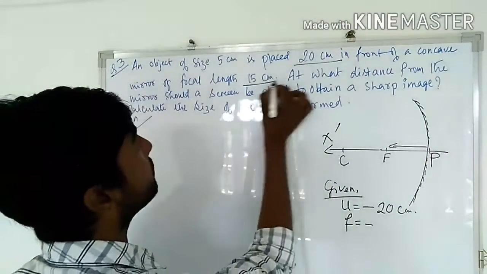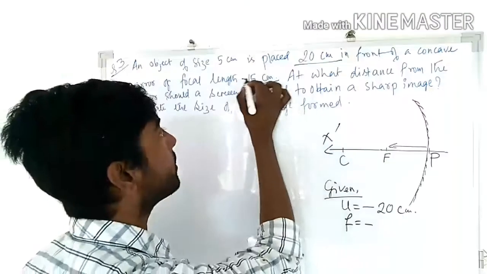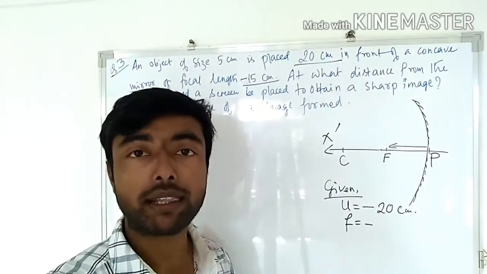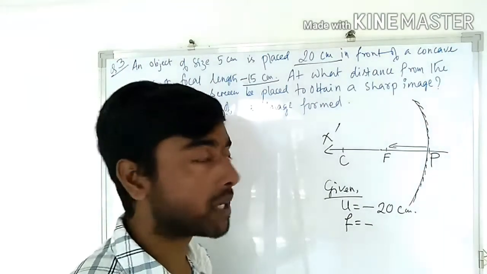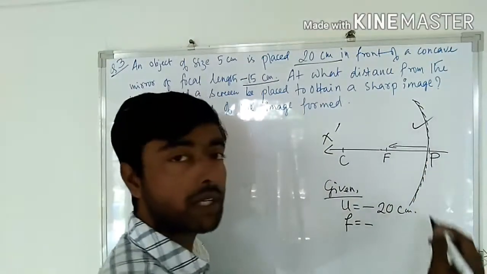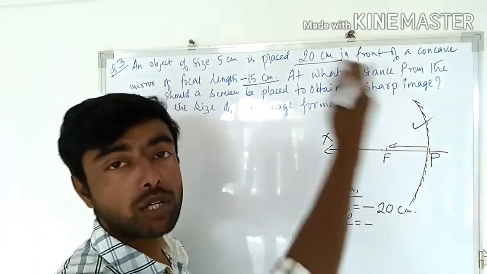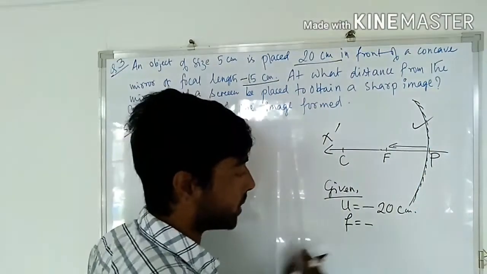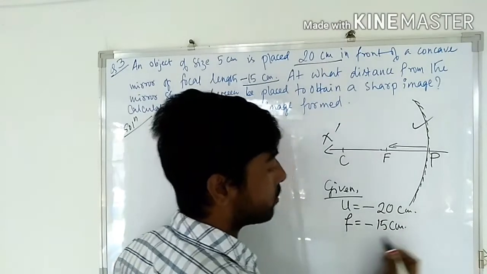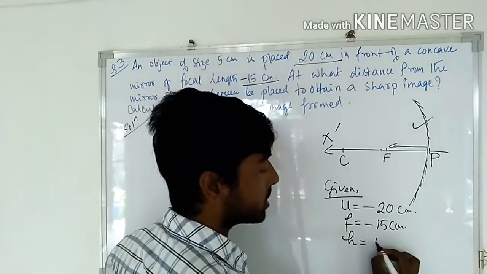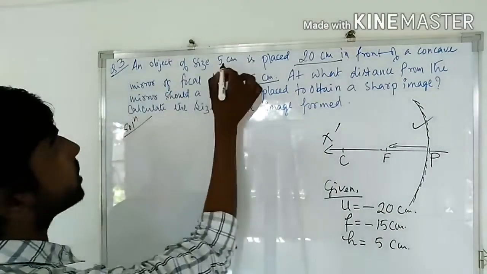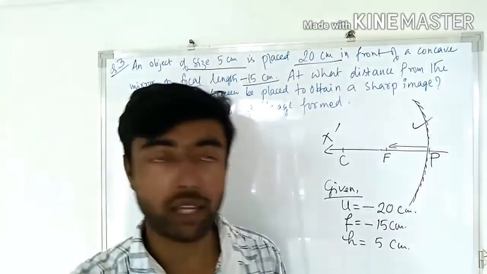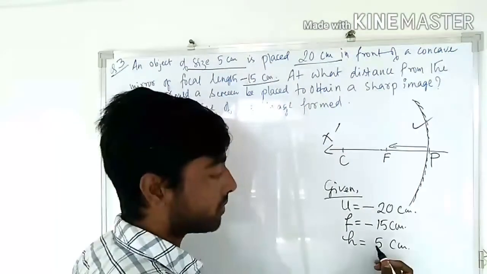And what is the value? 15 centimeters. See, mind it, this will not be given here. In the question, it will not be given as minus. You need to think. You have to understand that your focal length is negative. Why is it negative? Because this is a concave mirror, and concave mirror has negative focal length. Why? Because the focus is towards the left. This length from pole to focus is known as focal length, which is already explained. This is 15 centimeter. What else is given? Size H is 5 centimeter. Size of the object is given, an object of size 5 centimeter. And object size we always write by H. So this is 5 centimeter.